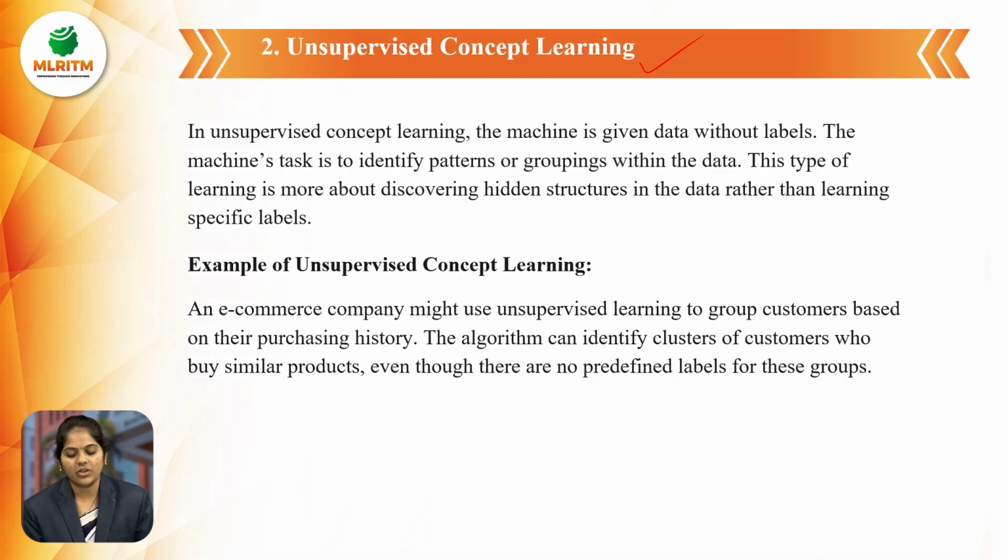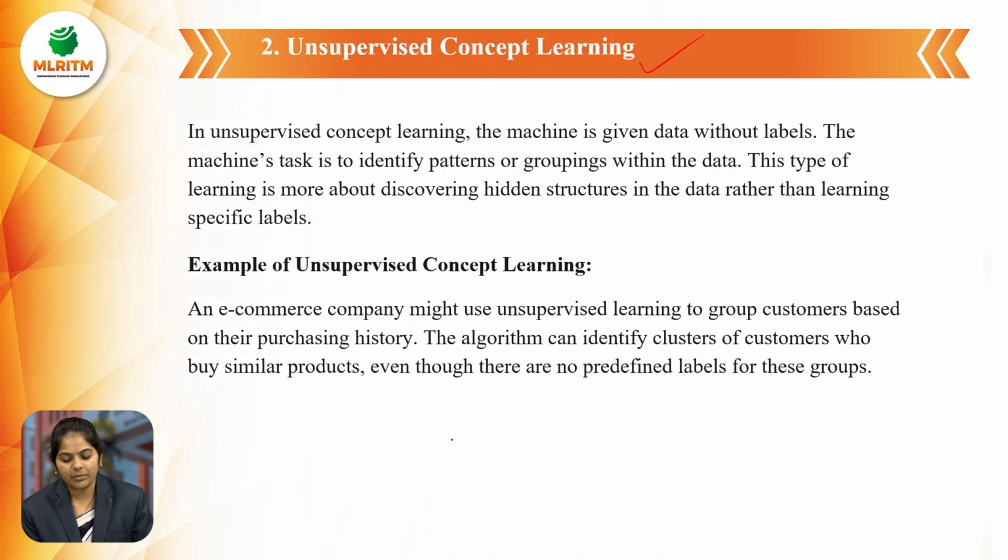In unsupervised concept learning, the data will be given to the machine without labels. So in supervised learning, we do have a labeled data set. When it comes to unsupervised learning, we don't use label information. The machine learning task is to identify the patterns or the groupings within the data. So since we don't have any label information, the machine learning model will identify the patterns based on its data sets. This type of learning is more about discovering the hidden structures in the data rather than learning a specific task. Let's see the example.